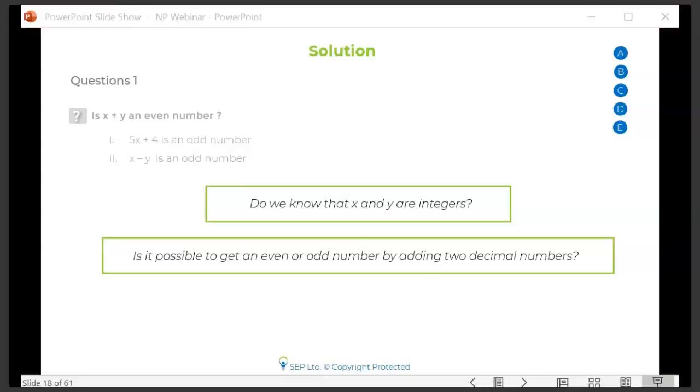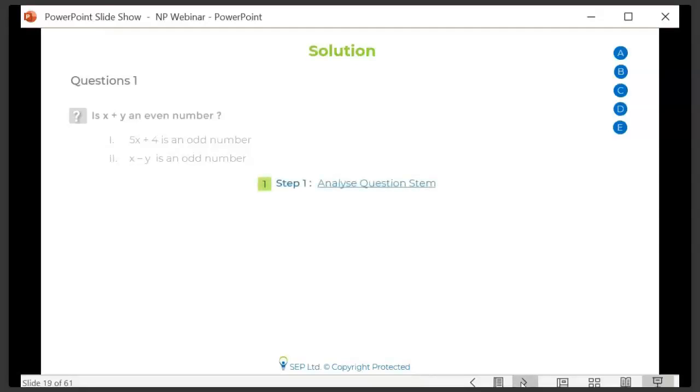Let me bring up the poll again. Just one sec, guys. Can we add two decimals and get an even or odd number? What do you think? Yes, no. Yes, okay. Most of you are saying yes. Now, the reason I'm asking you this question is because these are the questions that you should have asked yourself. These are the very important questions. If you don't ask yourself, you will end up making a mistake.